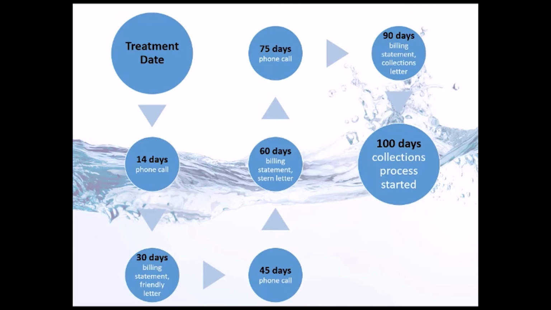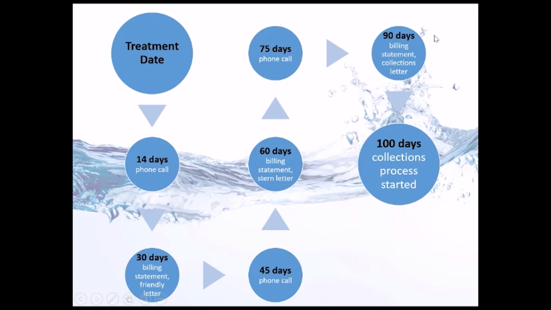Within 2 weeks, within 14 days, they then get a polite phone call saying, hey, you probably have forgotten to send us that check in the mail, and we can take a credit card payment now, or whatever it would be. We have a whole script for that. Then at 30 days, they get the billing statement, a friendly letter. That's the letter that I just showed you. Then at 45 days, they get another phone call, slightly more stern. At 60 days, a slightly more stern letter. At 75 days, a fairly stern phone call.